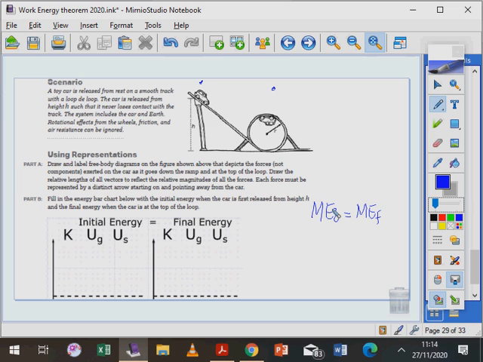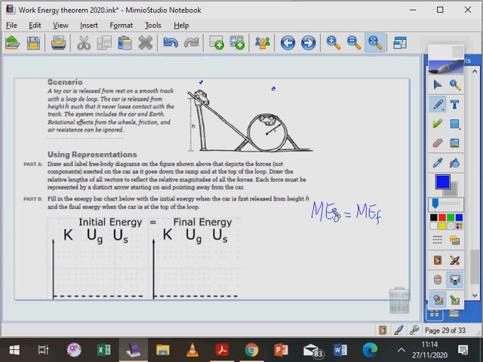A toy car is released from rest on a smooth track with a loop-de-loop. The car is released from a height such that it never loses contact with the track, so it never falls off the track. The system includes the car and the earth. Rotational effects from the wheels, friction, and air resistance are ignored.